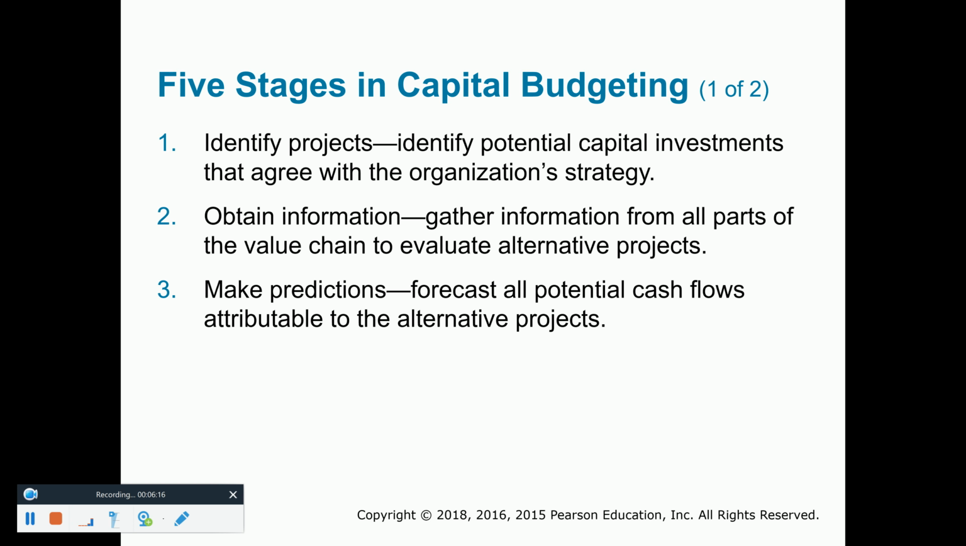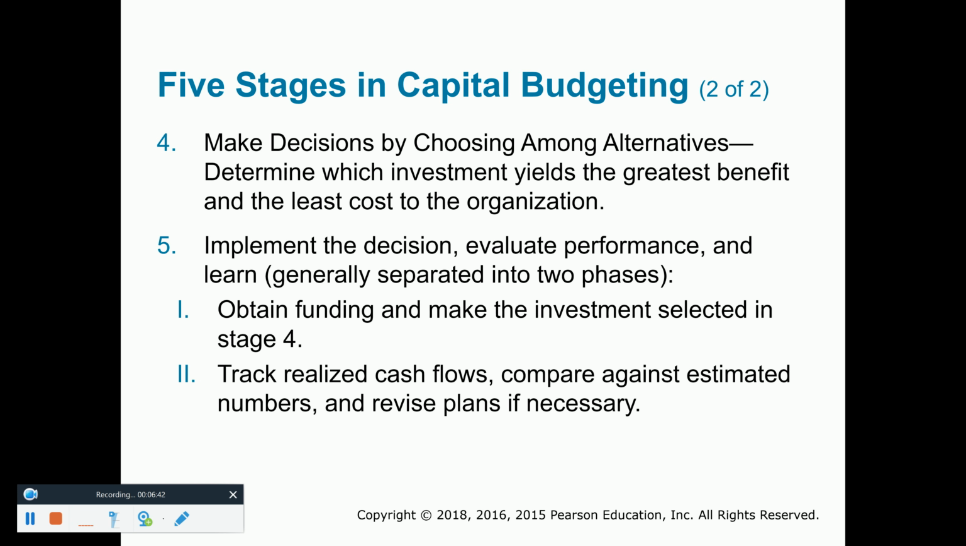Okay, first, identify the potential investments that we can make that agree with our strategy, what we're trying to do. Number 2, we're going to try to gather as much information as possible about these potential investments. And once we have all the information for all the potential investments, we can then start to forecast potential future cash flows. That would be both cash inflows and cash outflows.